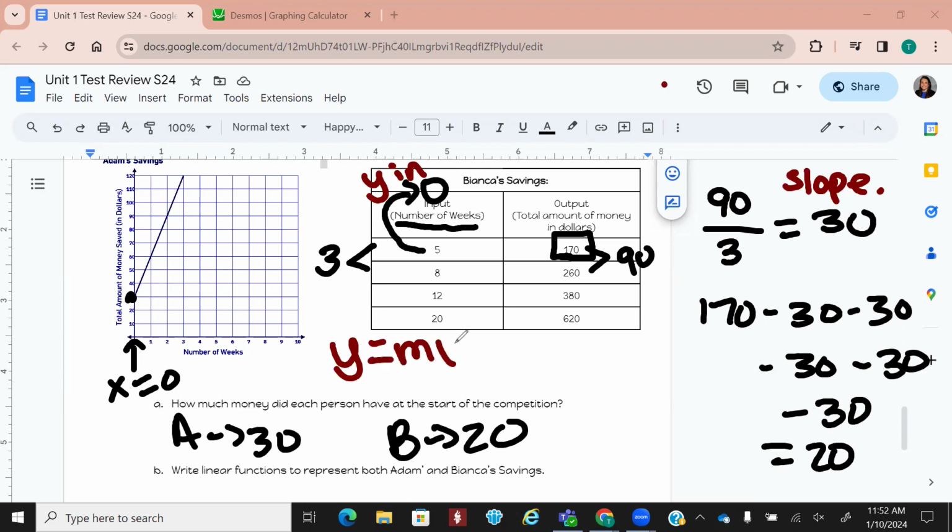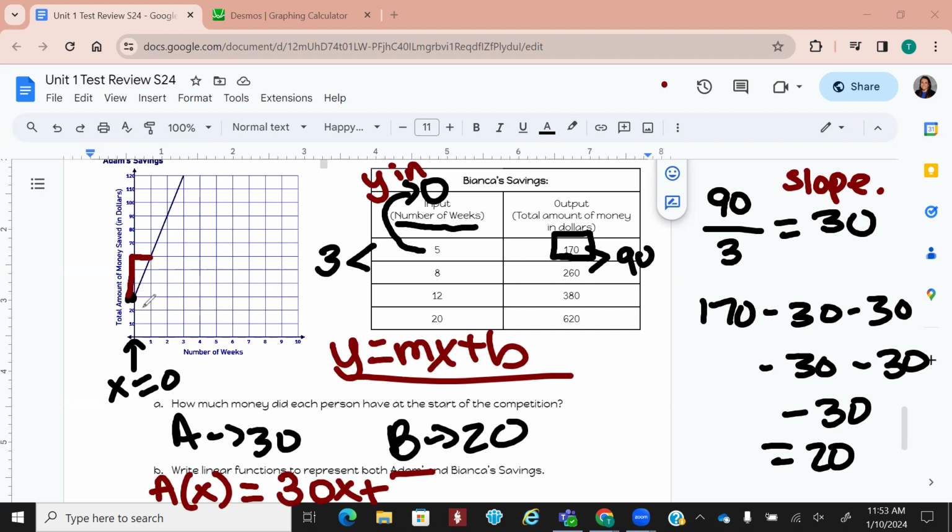Good. Okay, so this is for a linear function. This is actually slope-intercept form. So if we're writing it for Adam, we're going to have a of x equals, what's our slope for this guy? How much do we go up by to go over 1? 30. So we're going to have 30x plus, how much was our initial? 30, right? It's okay for both our slope and our y-intercept to be 30. It's okay.